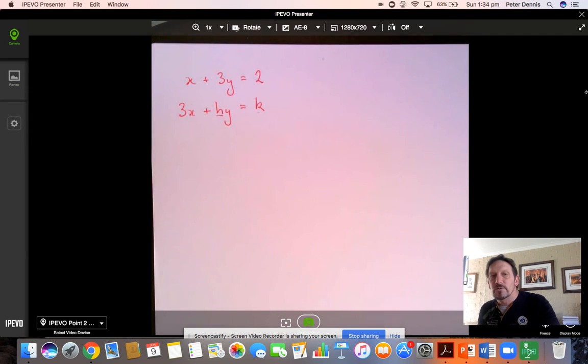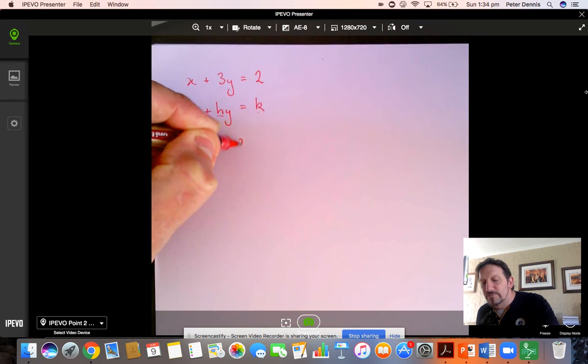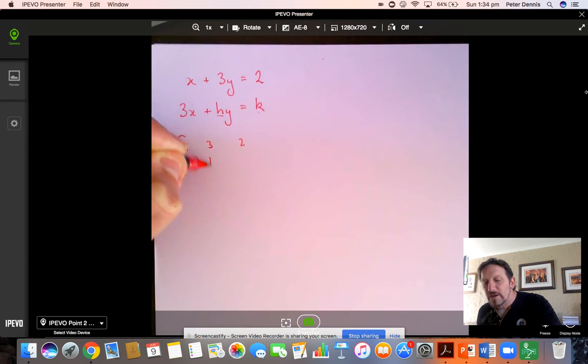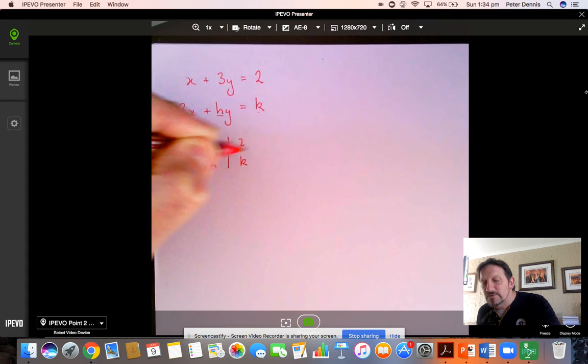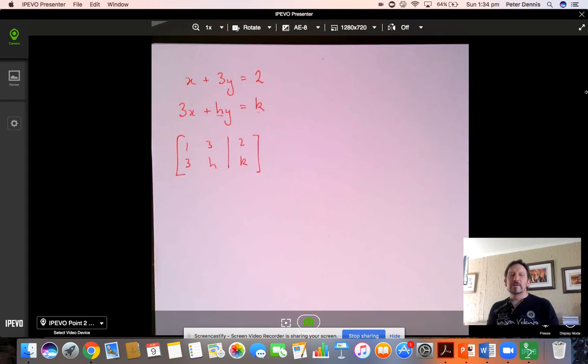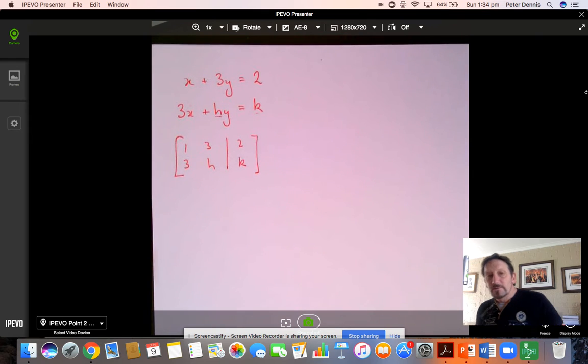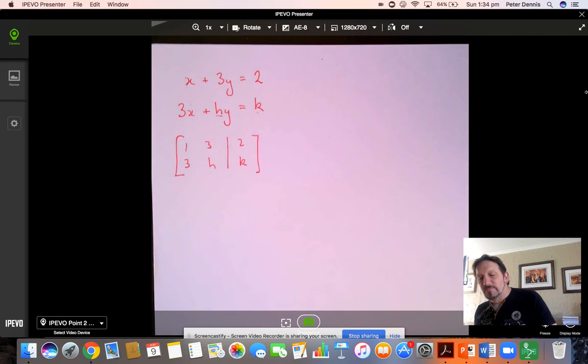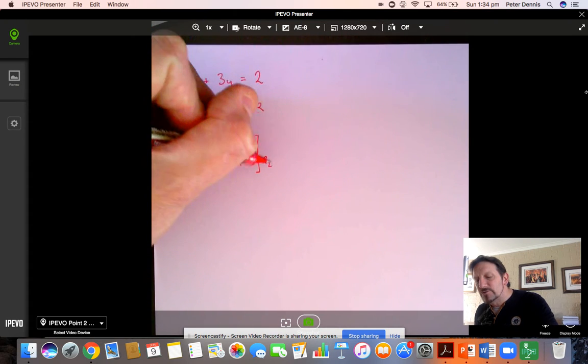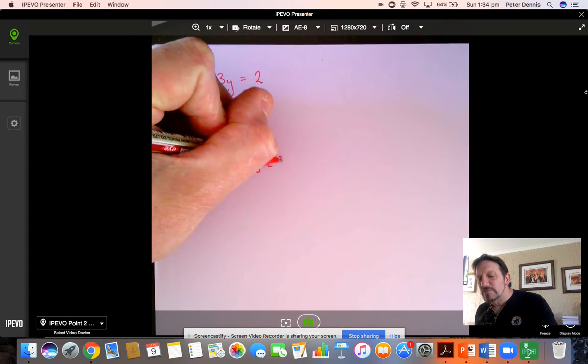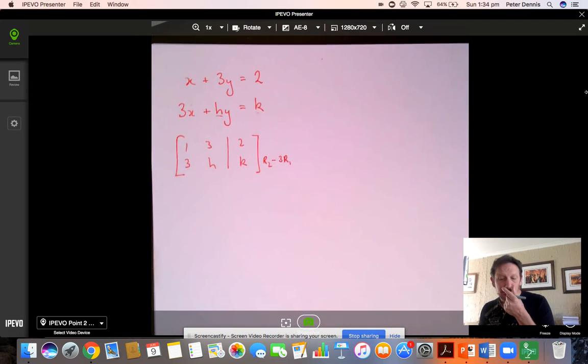If we look at this augmented matrix, all the augmented matrix is going to be is 1, 3, 2, 3, h, k. We'll start with this simple one because we're going to look at it in terms of linear straight lines as well. So what we want to do is always just reduce this matrix as much as possible. So let's reduce this bottom row. R2 is going to be R2 minus 3 lots of R1. That's what R2 is going to become.